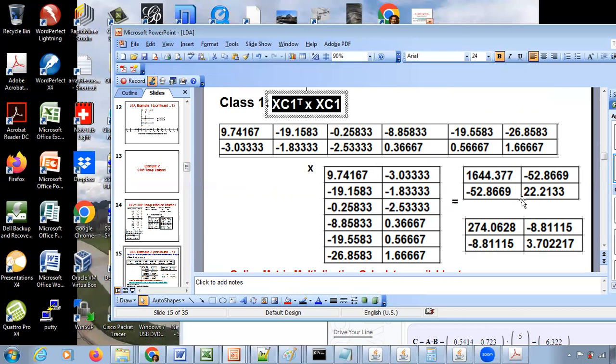So here itself is a dimension reduction. From here, you're not going to look at the individual records. This is the raw product of these 2 matrices. Now you divide by the number of records for this class 1. XC1 corresponds to class 1, and there are 6 records for class 1, so divide each entry by 6. So 1644.377 divided by 6 is this, negative 52.869 is this, and so on.